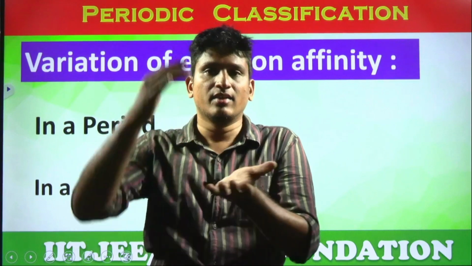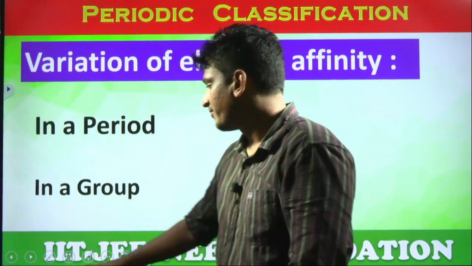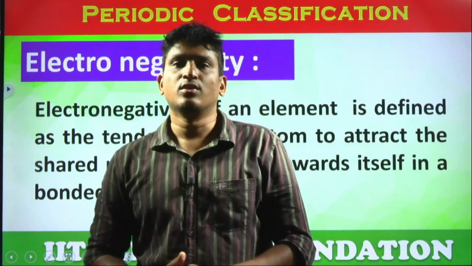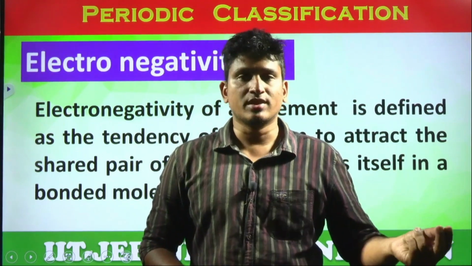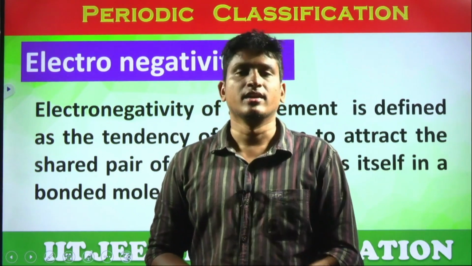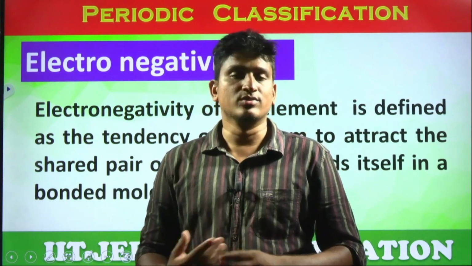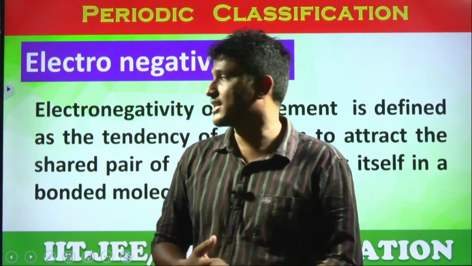Got the clarity? Why? Because atomic size is decreasing, electron affinity increases. So next, electronegativity. We discussed two factors. One is ionization potential, the second is electron affinity. Ionization potential is for cations, for losing electrons. Electron affinity is in terms of anions, when an atom gains electrons, energy changes.